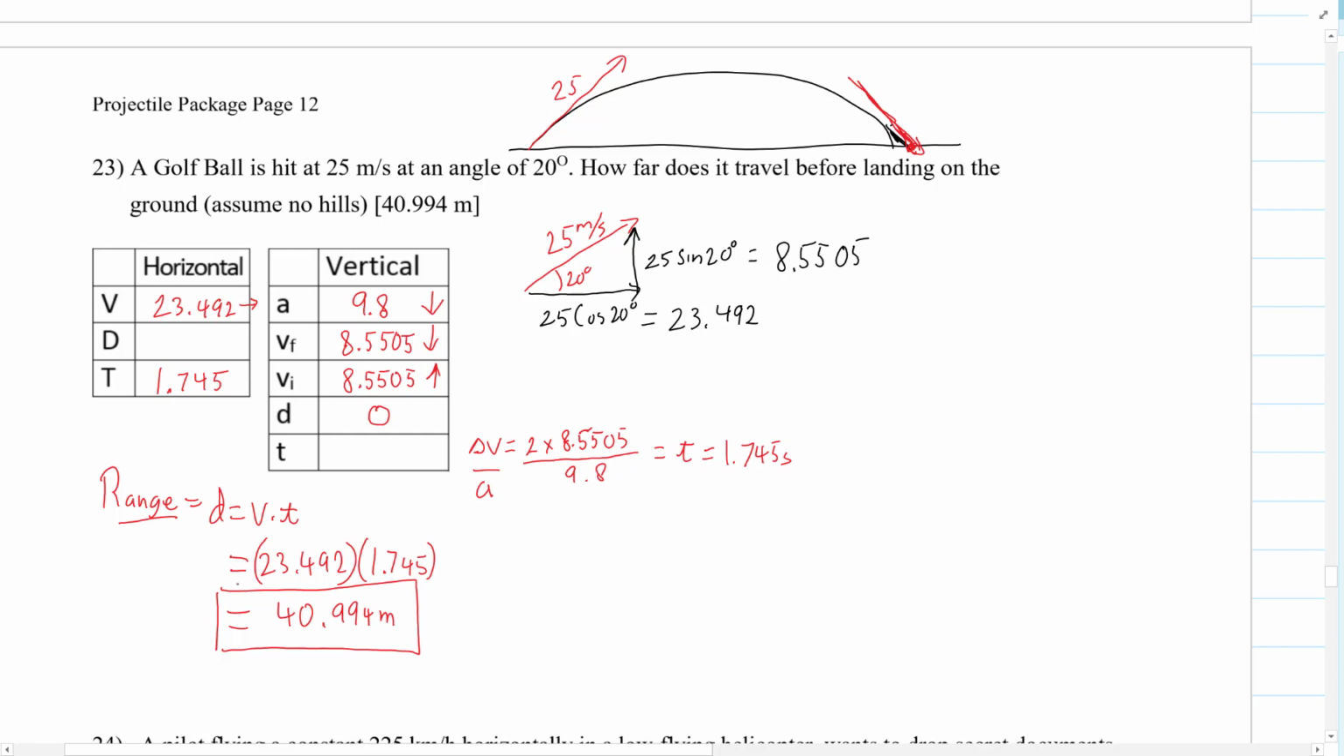Well, let's do a little bonus part to it. Part B: what final velocity does it land at? The final vertical velocity is 8.5505, and the final horizontal velocity is that. So if we want, draw the triangle: 23.492, and this is 8.5505, and now we want to find the hypotenuse.